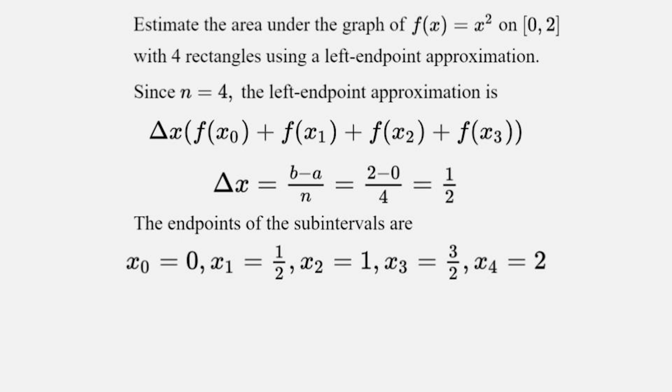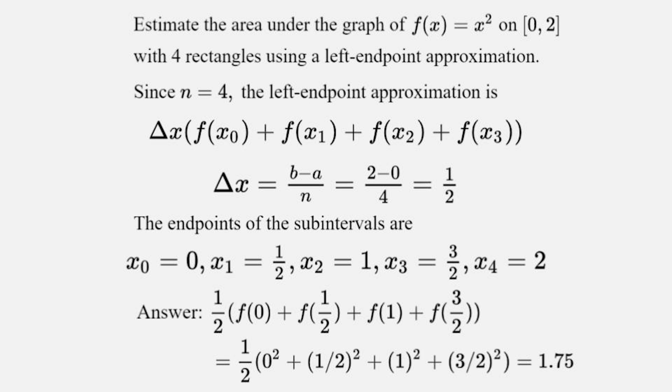And now for the endpoints of the subintervals, keep in mind that the entire interval starts at 0, and so our first endpoint, which is x0, is going to be 0. To get the other endpoints from there, keep in mind that the length of each subinterval is 1/2, and so the distance between these endpoints is also going to be 1/2. So if the first endpoint is 0, the next one will be 1/2, and then 1, and then 3/2, and then 2. And from here, we just plug everything in where we should.